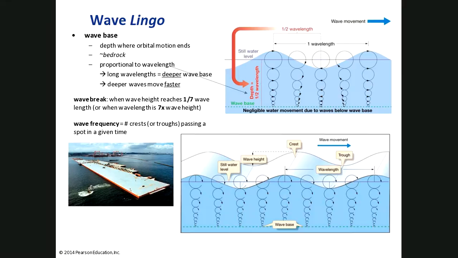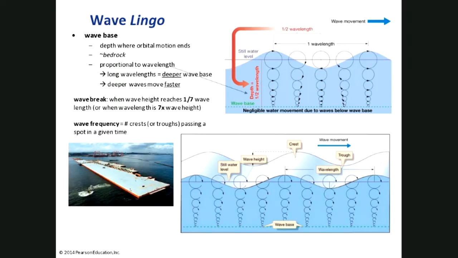The wave lingo here. The wave base right down here, the wave base is the depth at which the wave on the surface has little effect to the water down below. As you can see, as we're moving down through the water depth, the amount of force, these little circles are getting smaller and smaller. So down here at the wave base, the part in green, there's negligible water movement. Think about the wave base as being kind of like the bedrock, right? Being kind of the solid part of the terrestrial environment that isn't affected by all the stuff moving up above it.